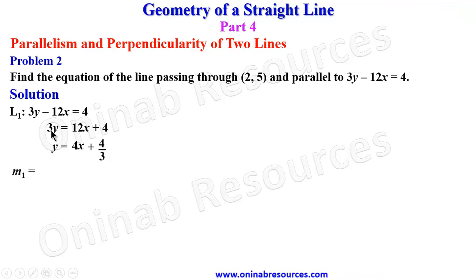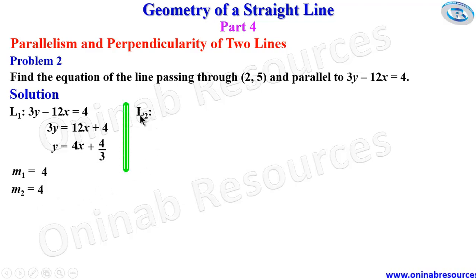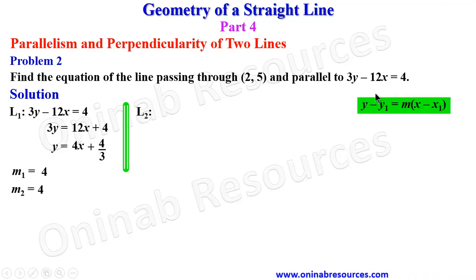So our m1 here, the gradient of the first line, is the coefficient of x, which is equal to 4. And since they are parallel to each other, we now say m2 is also equal to 4. So to get the second line, this is a case of a gradient and one point, which is a form of forming a linear equation. You still remember our formula?